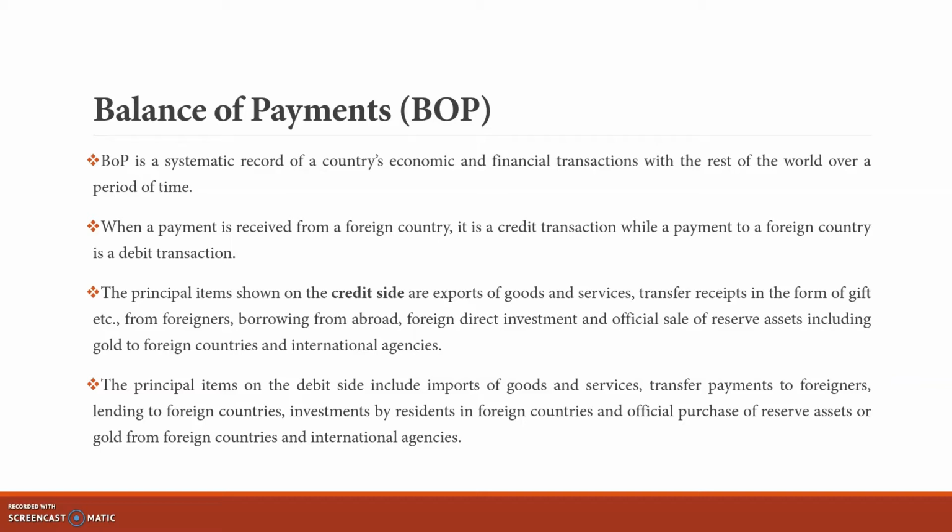When a payment is received from a country, it is a credit transaction. That is, credit means we are receiving money from a foreign country, that means in foreign currency. While payment to a foreign country is a debit transaction. We have to make payment. That means we are making payment in terms of that country's currency. So that is called a debit transaction.